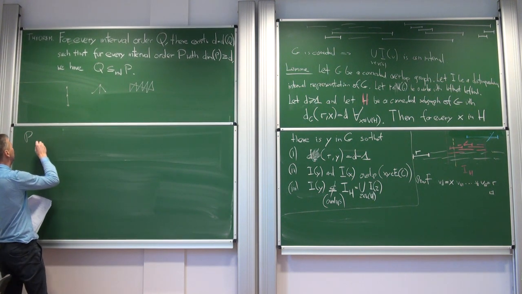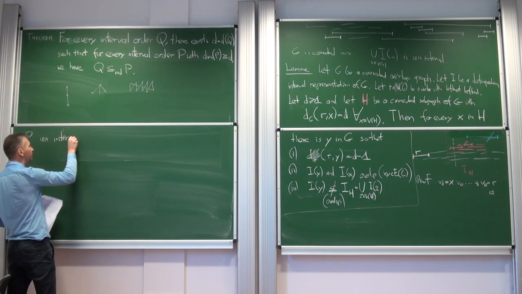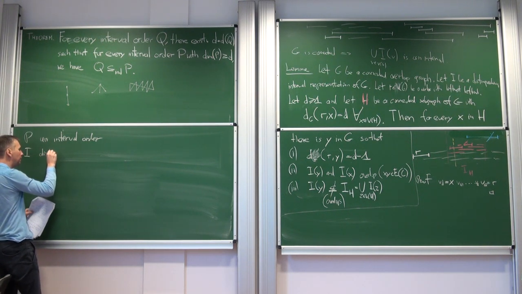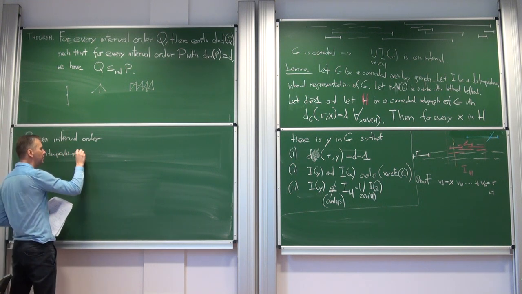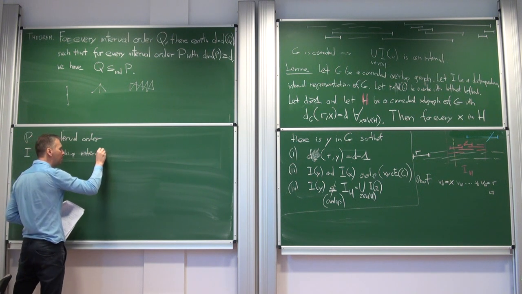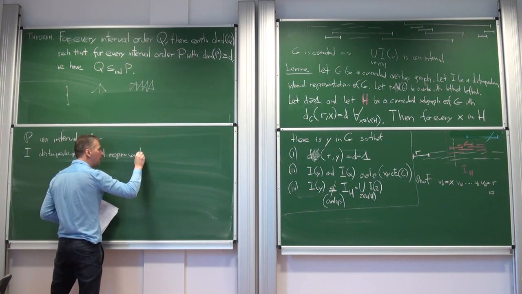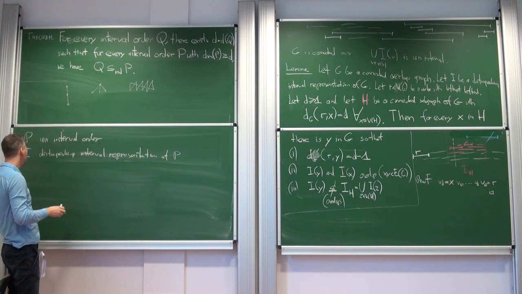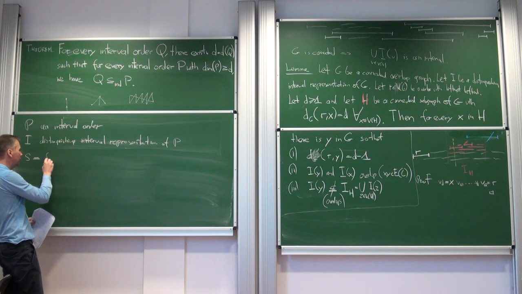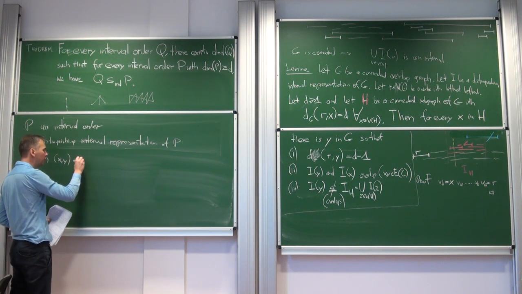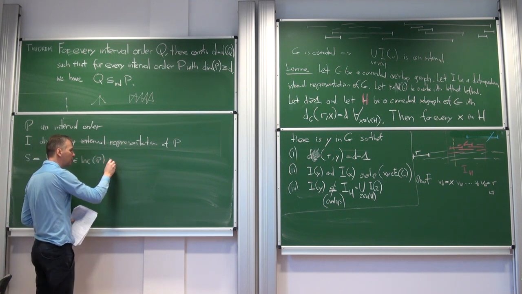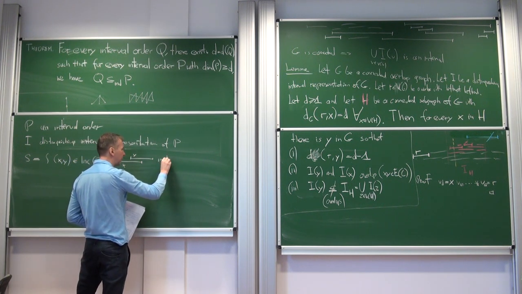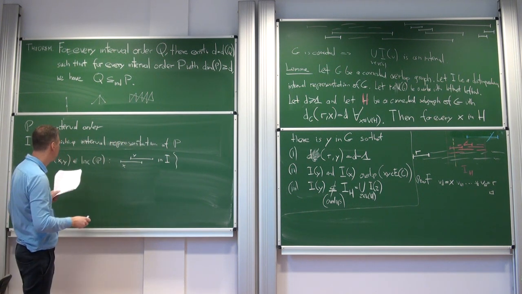P, an interval order, I, with a distinguishing interval representation, and let's call S the incomparable pairs of P such that they form a step. So X is the first, Y is the second. This is how it looks in I. So that's a subset of incomparable pairs.